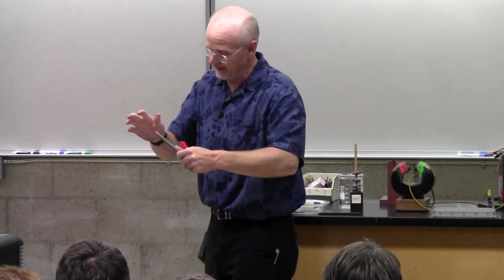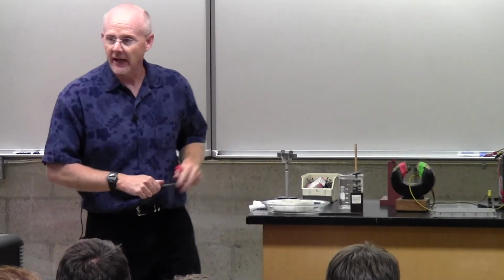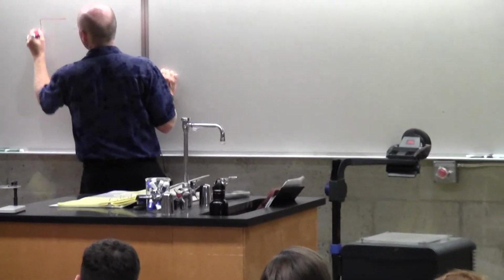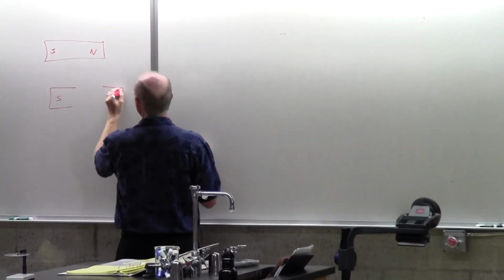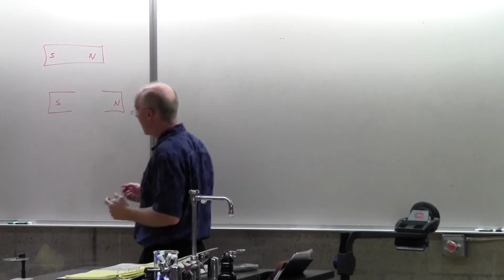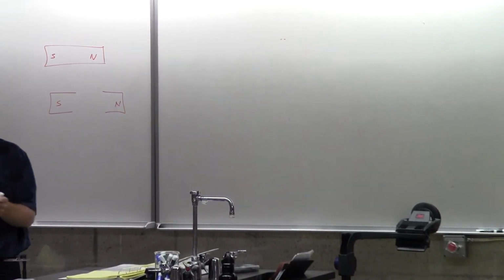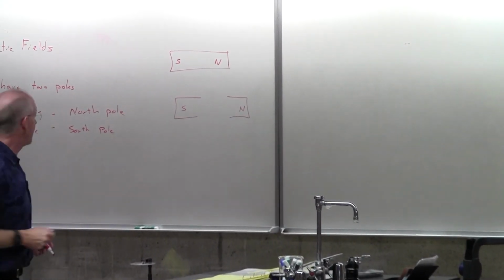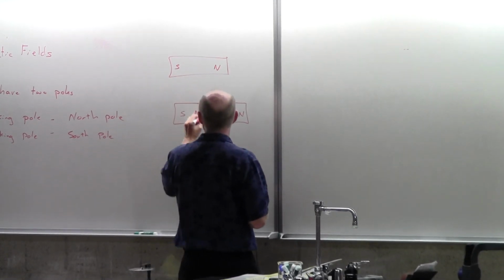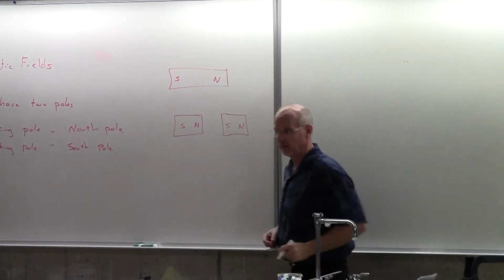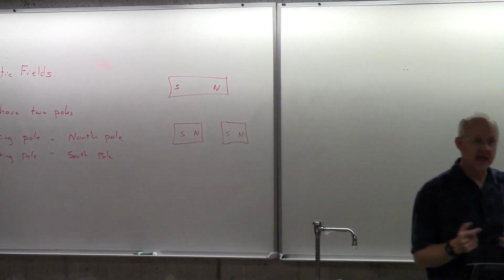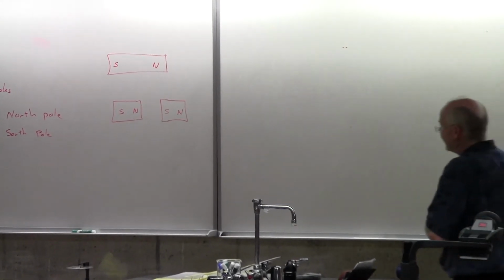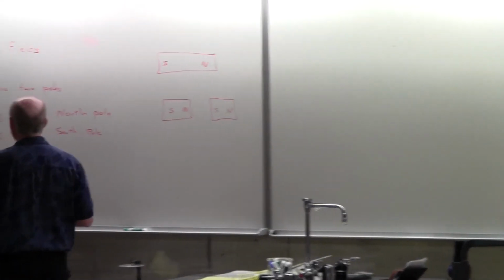What if I break this in half? Not that I can break this one in half, but if I cut it in half, what would I get then? Would I get a pole north, pole south, and I would have what you might call an individual pole, a monopole? No. What ends up happening is you end up having two magnets, still smaller magnets, one side seeking the north and the other side seeking the south.